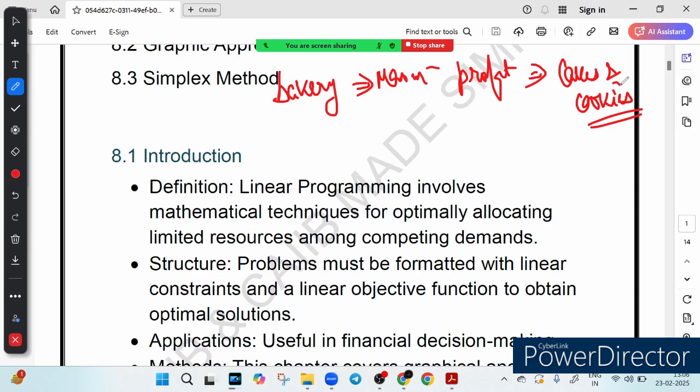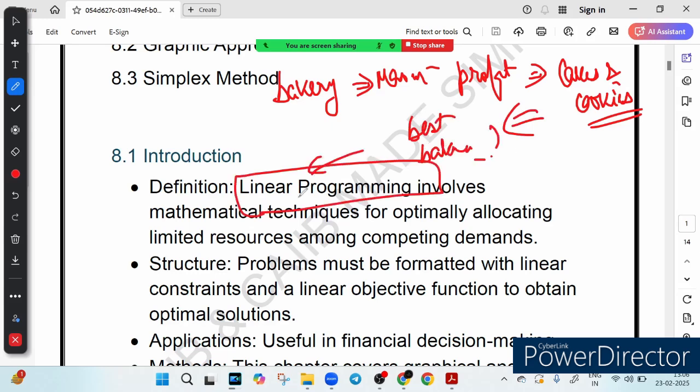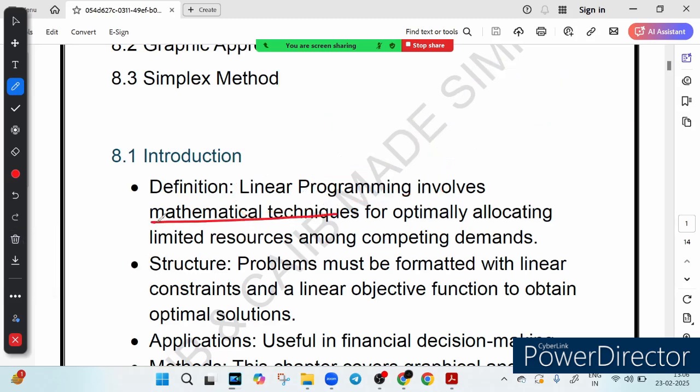So the cakes should not be too many, and the cookies should not be too many. How do we decide the best balance? This is where linear programming comes to help. LP is simply a mathematical way to allocate limited resources. It is a mathematical technique to allocate limited resources.